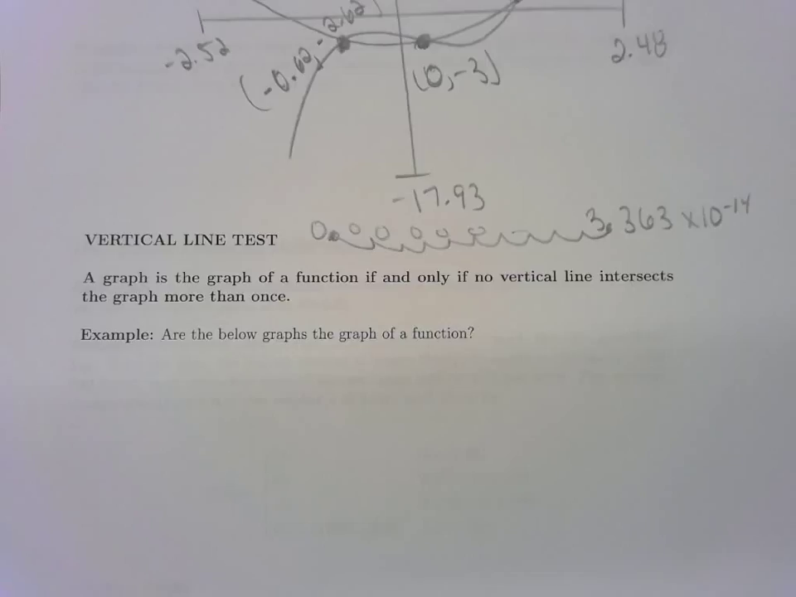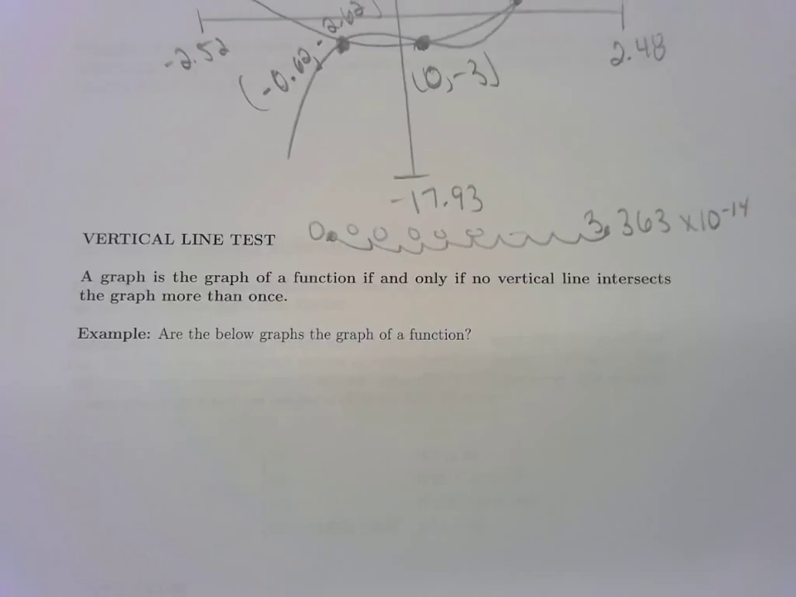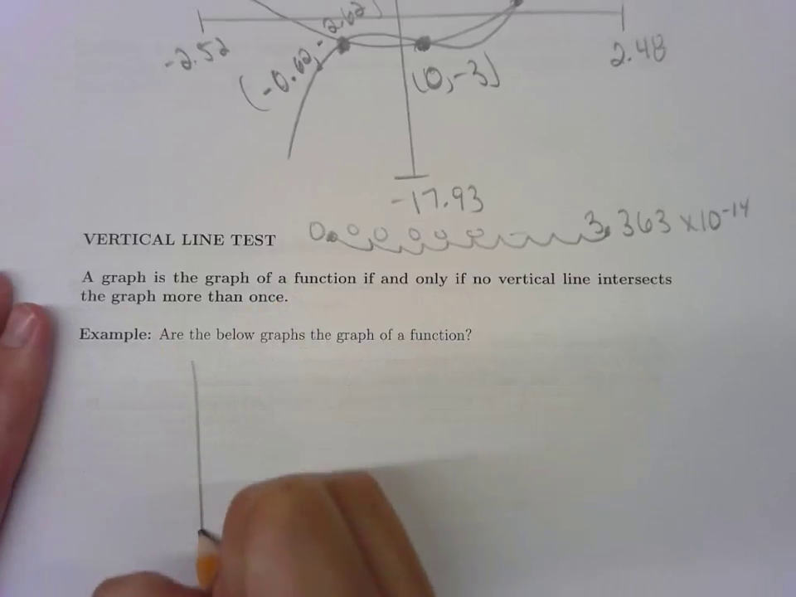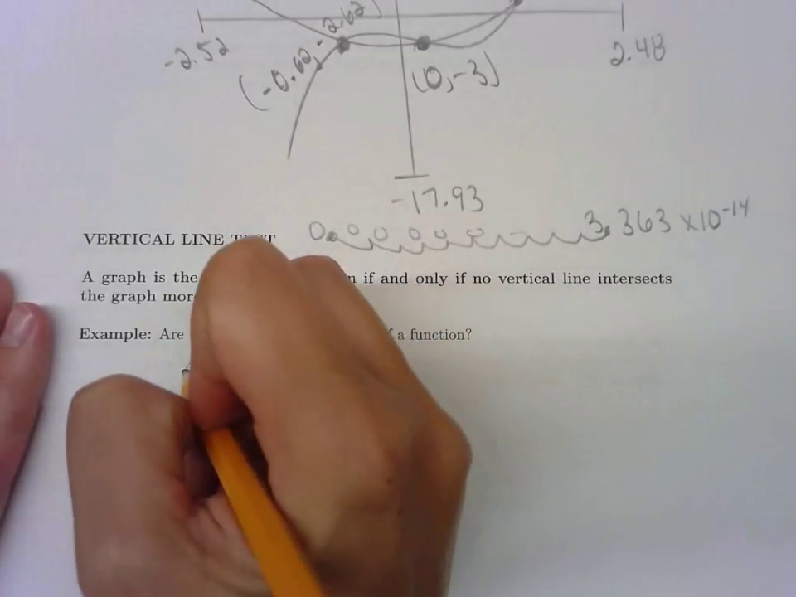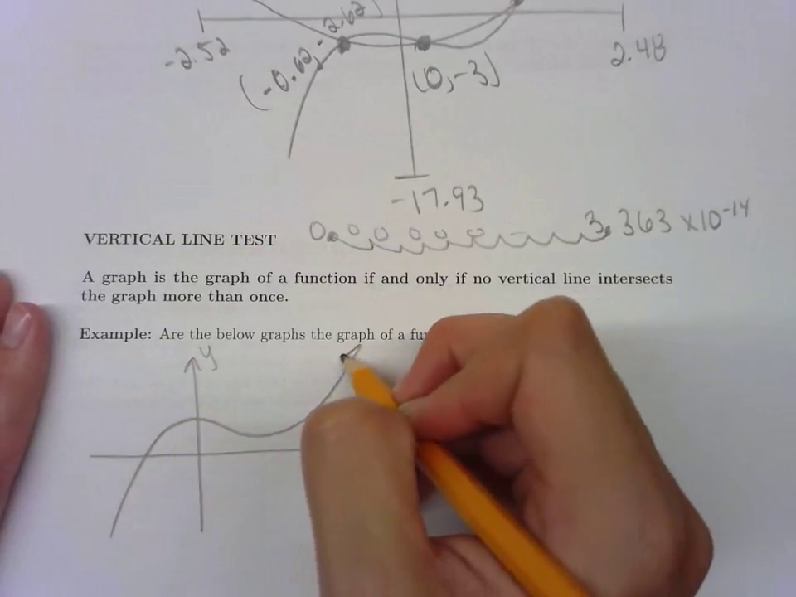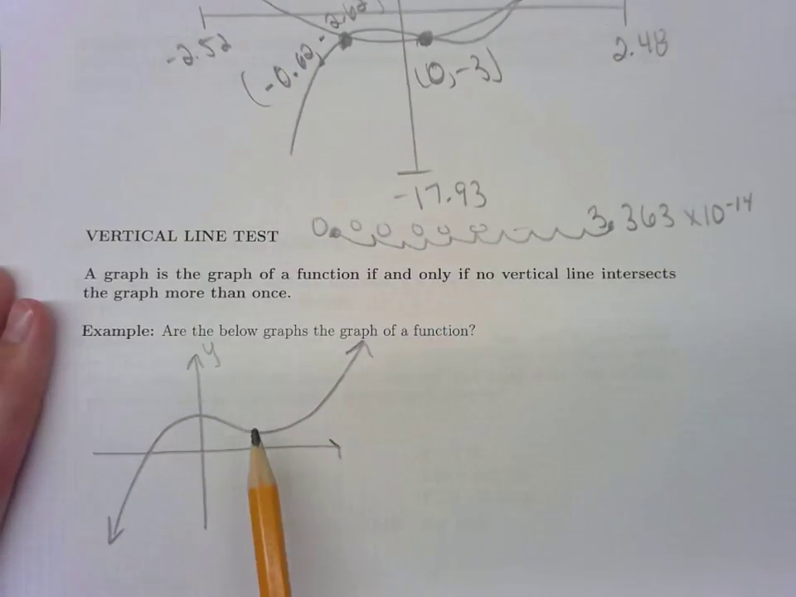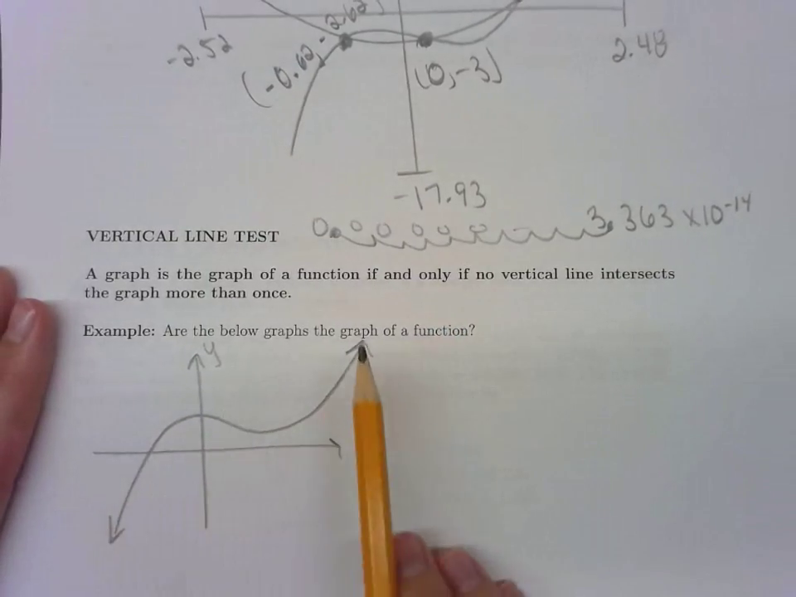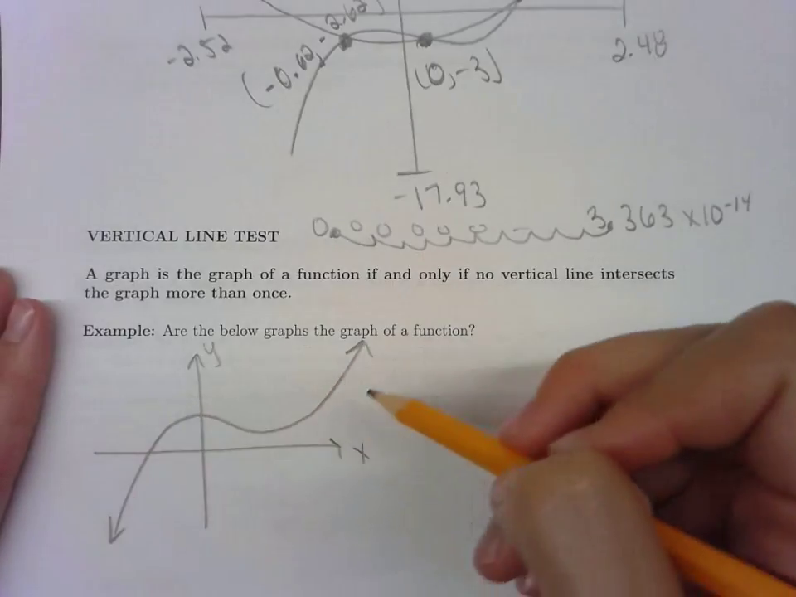Okay, so now if we were given a picture of the relation, we can tell if it's a function or not. Okay, so for example, here's our x-axis, here's our y-axis, we were given a picture like this, and we're saying, is this a function or not? Okay, so we don't know what these points are. We're not even given a window, but we can tell you if this is a function or not.